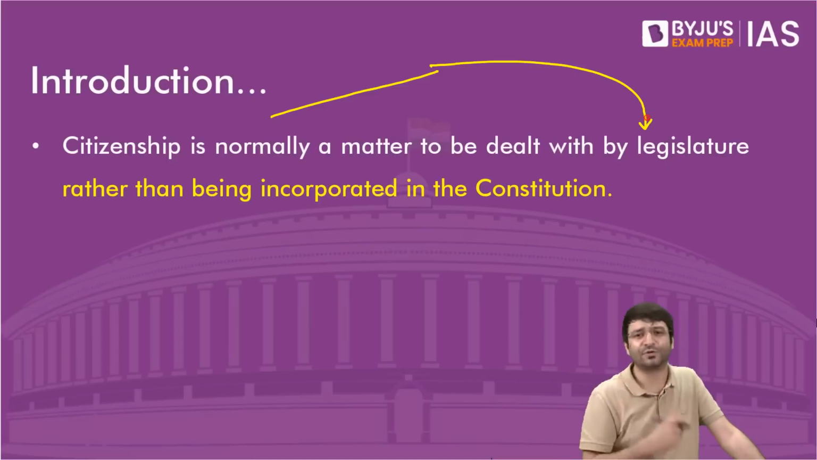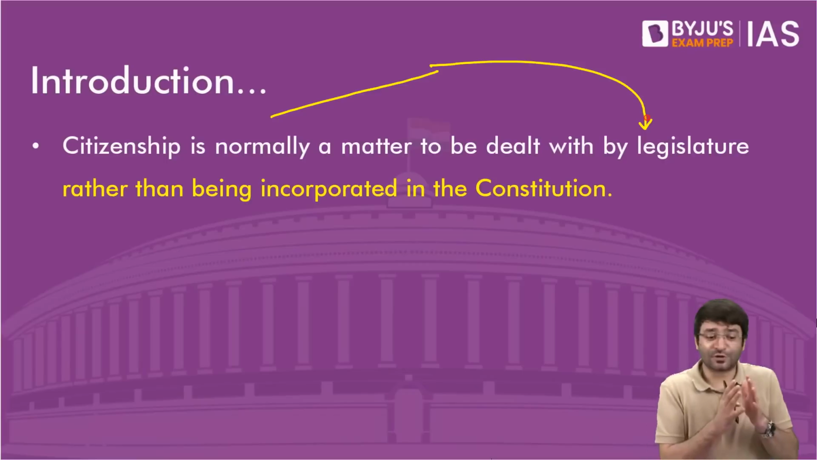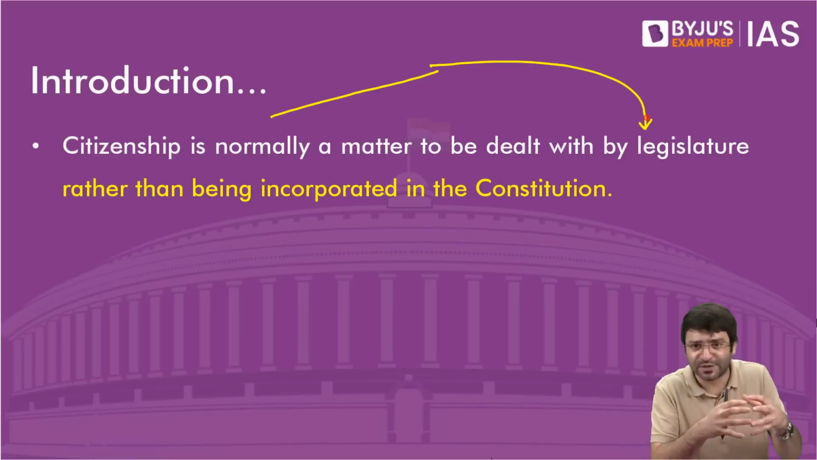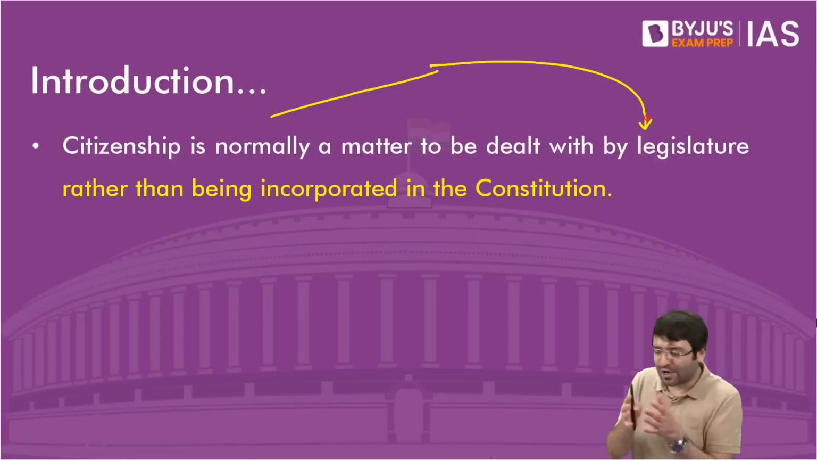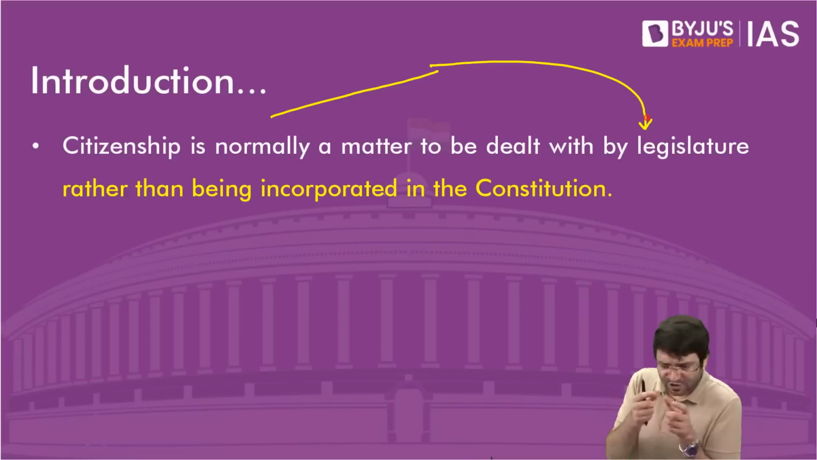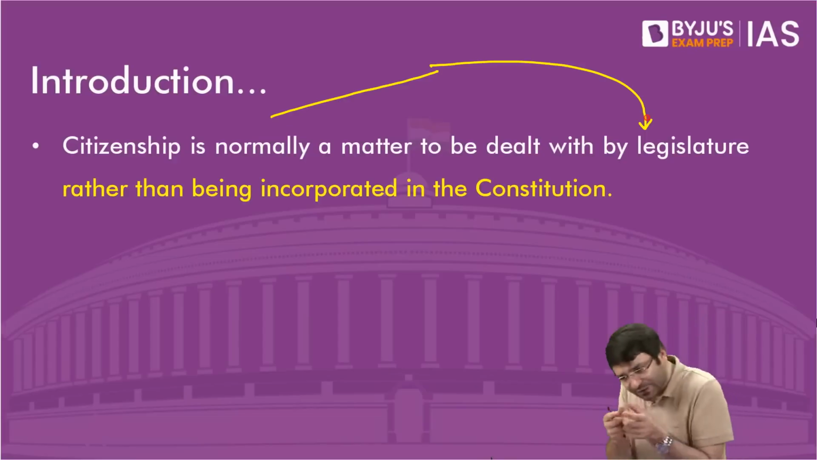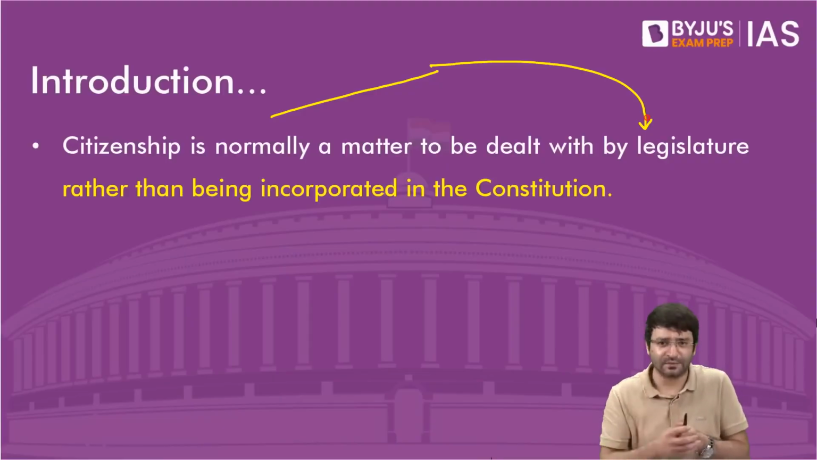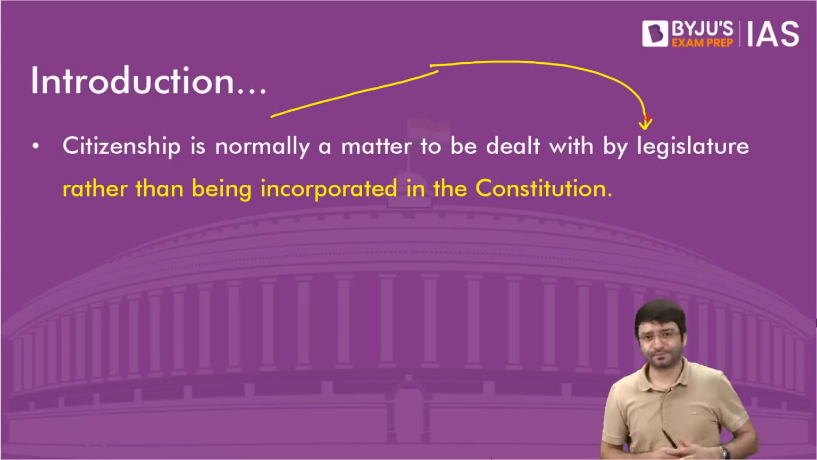Normally, citizenship is not mentioned in the constitution. Why? Because the constitution is difficult to change, isn't it? That's why it requires a tougher majority, a special majority. But the laws passed by the legislature require a simple majority. So citizenship is normally a matter which is left to the legislature, so that once the time changes, you can change your approach to citizenship as well. But India was unique. Why?